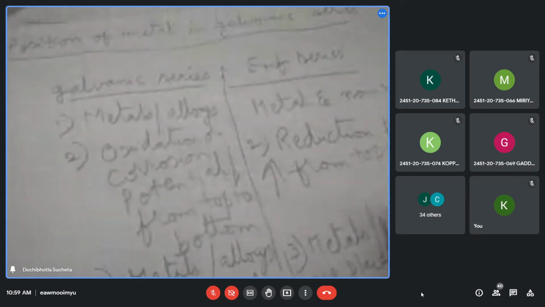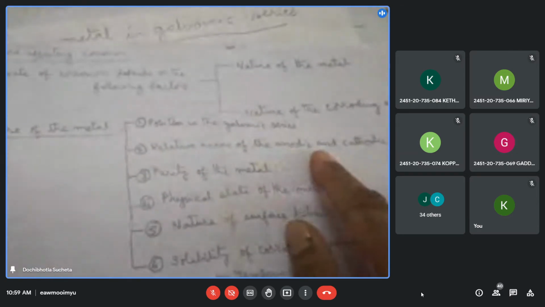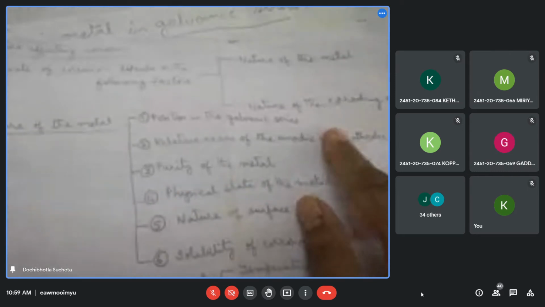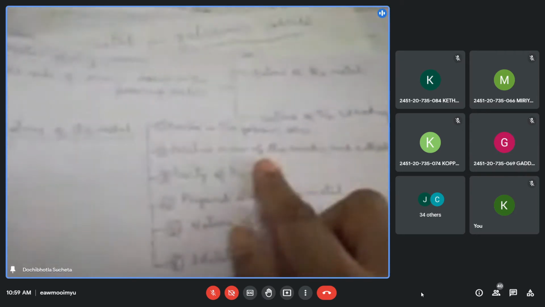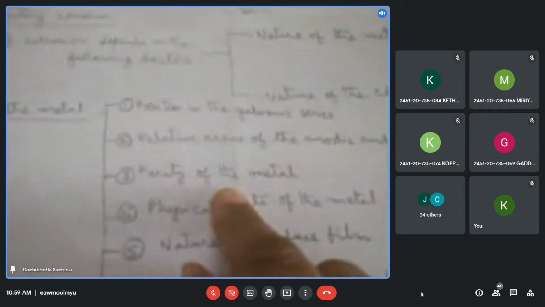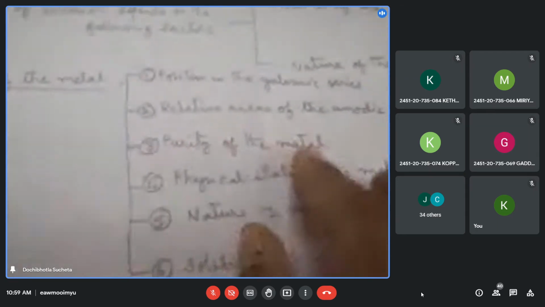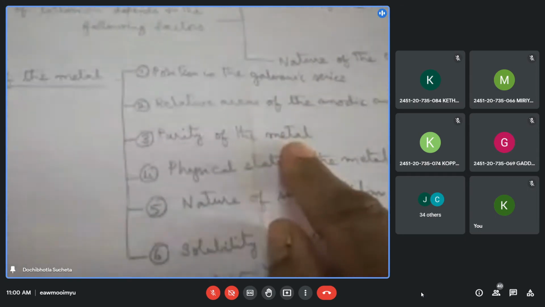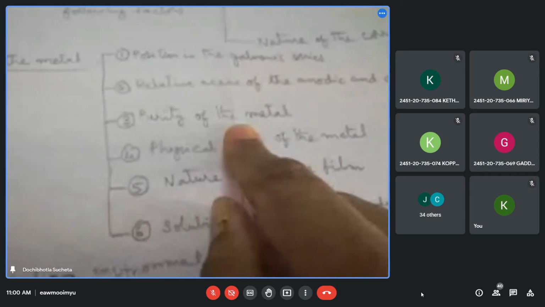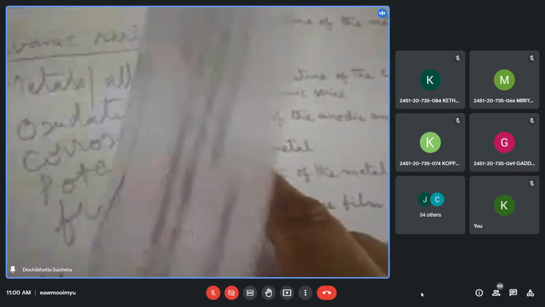Okay, so what's the next one? What do you write under this point? Relative anodic and cathodic areas. Cathodic area should always be larger than the anodic area for minimizing the rate of corrosion. Now, when you're talking about the purity of metal, what is generally told? Pure metals are always preferred over bimetals. Okay, that's the first point.